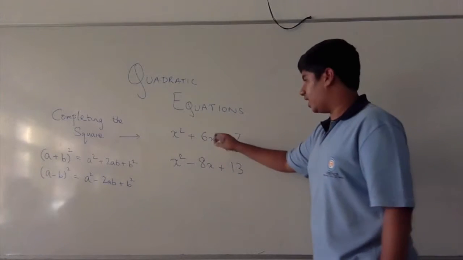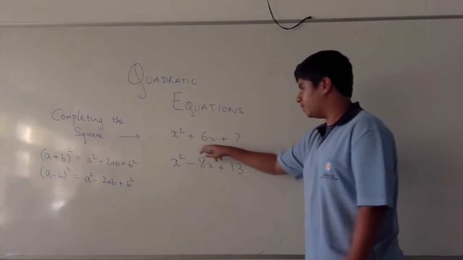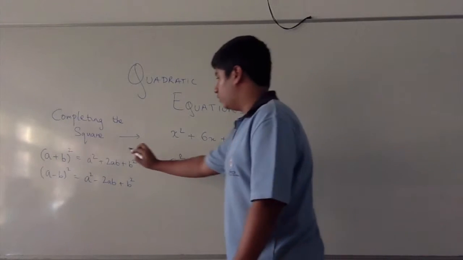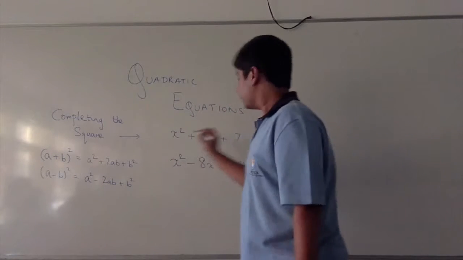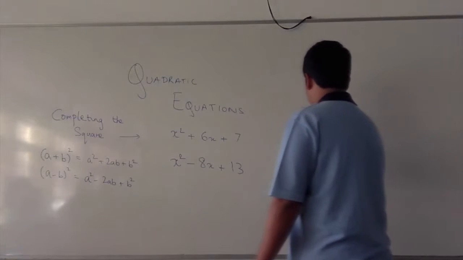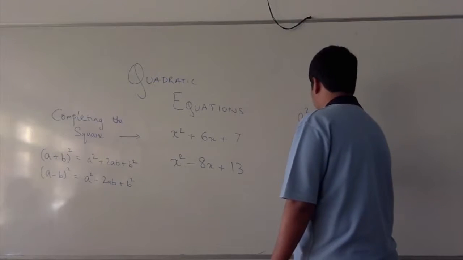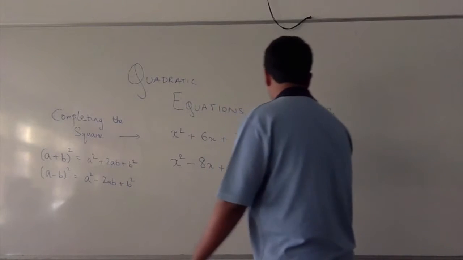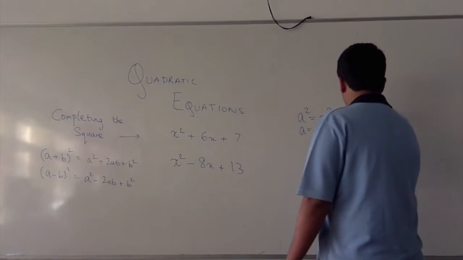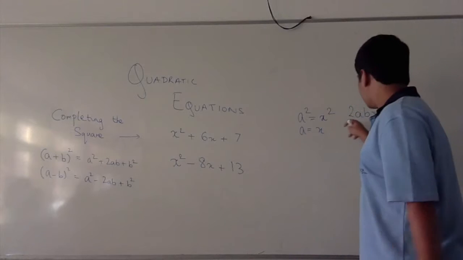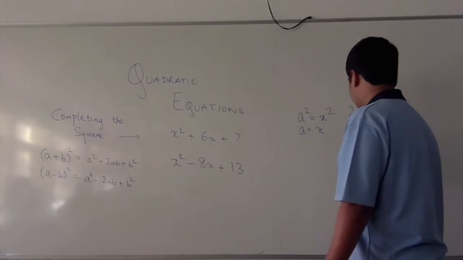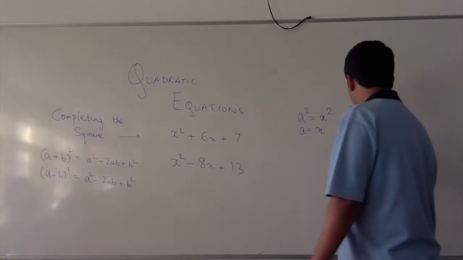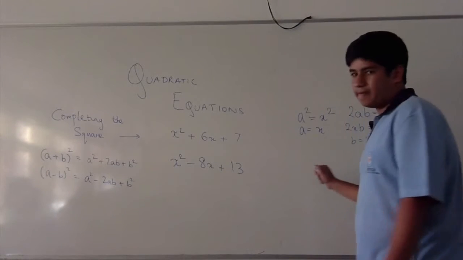For example, if we have a quadratic equation such as x square plus 6x plus 7, you basically compare each term. You will first compare a square to x square. If a square is equal to x square, that means a is equal to x. Your second term, 6x, is compared to 2ab. So 2ab is equal to 6x. You know that a is equal to x, so you can substitute that here. So 2xb is equal to 6x. So b here is equal to 3.